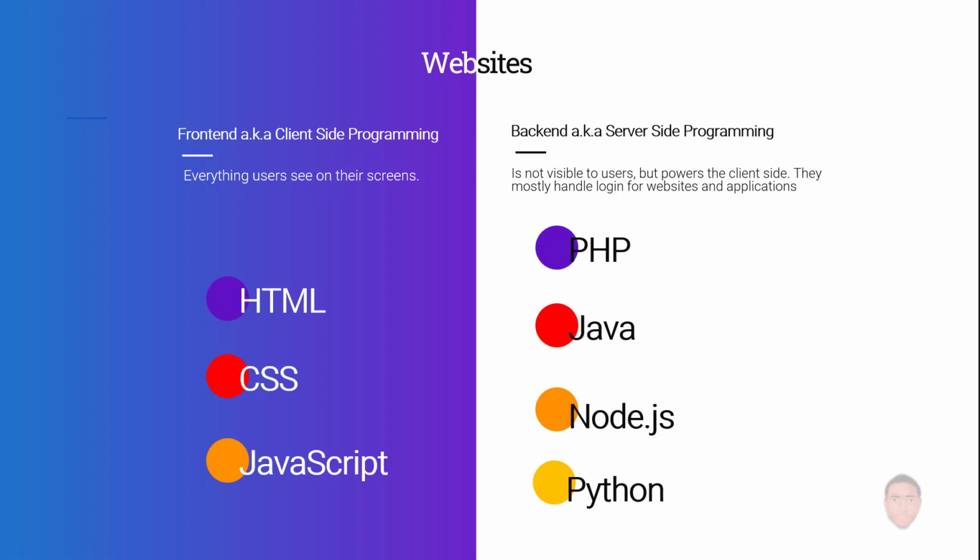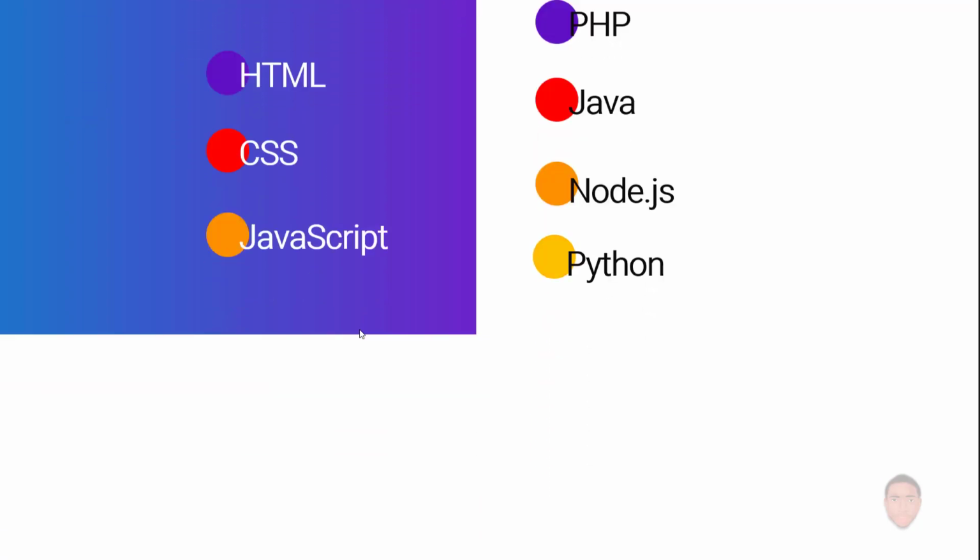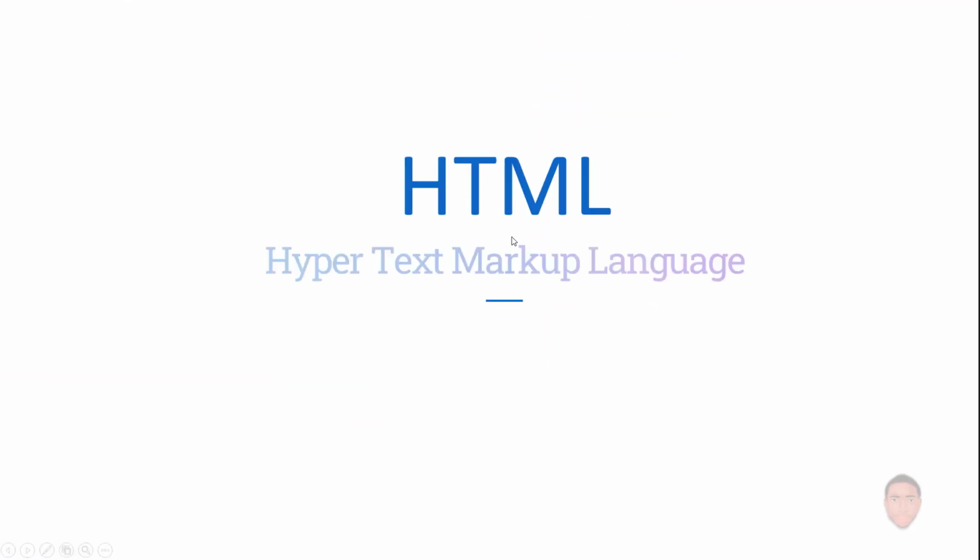Now in this course, we're going to be concentrating on the front end, which is everything the user sees, because that's what has to do with website design. So the very first thing you need to know when it comes to website design is what we call HTML. So what then is HTML?